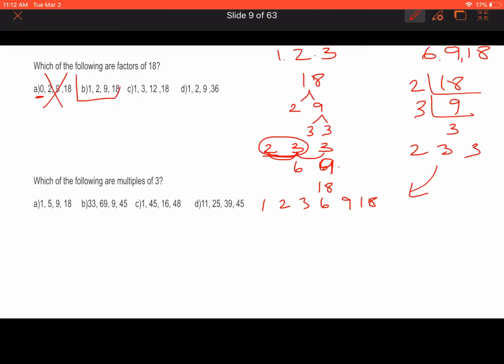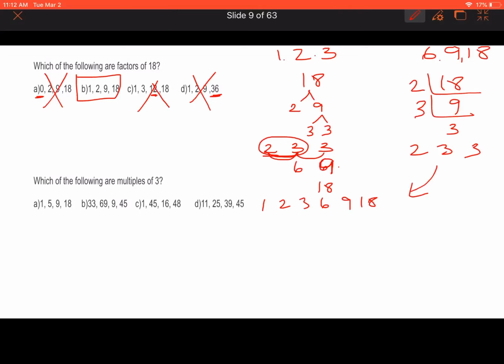But we will just proceed with the next 2 sets also. 1, 3, 12 and 18. 12 is not a factor of 18. And then 1, 2, 9, 36. 36 also cannot be a factor of 18 because it's exceeding the number 18, right? So this option is also ruled out. So the answer is B.